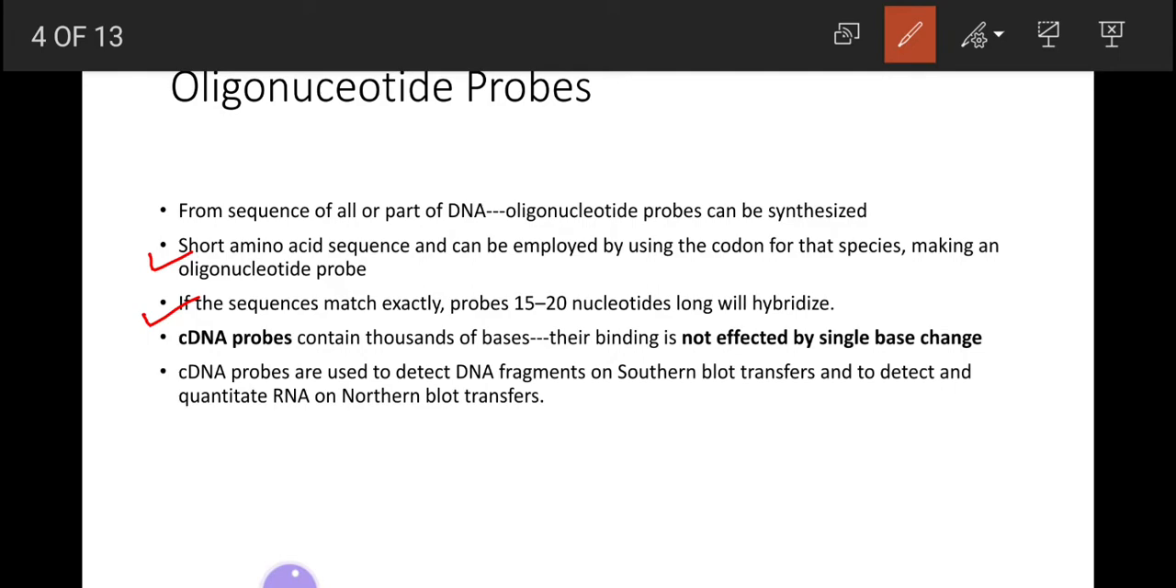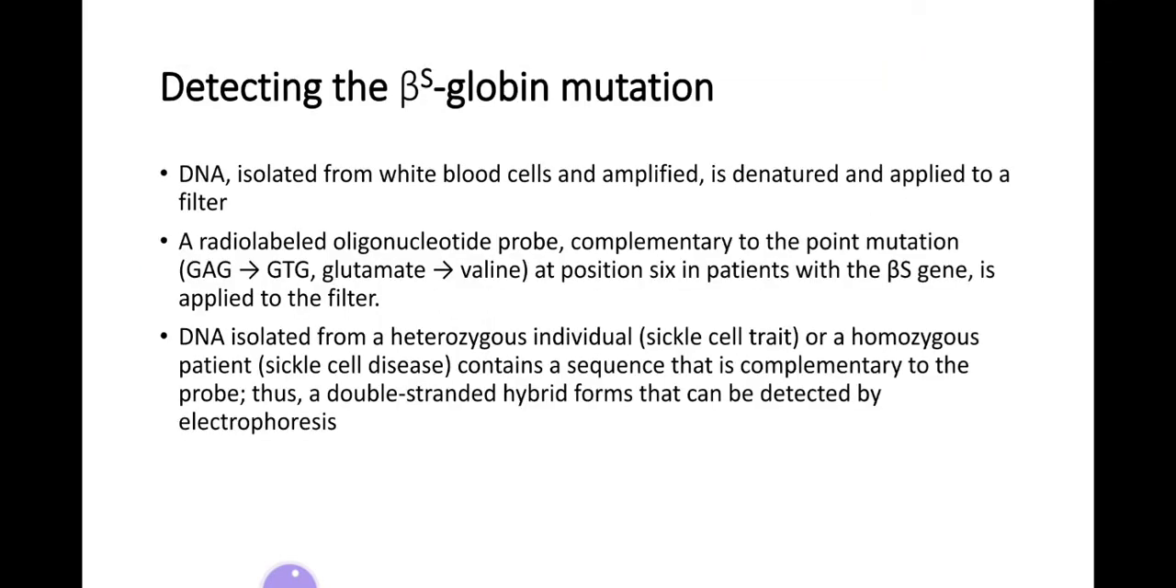cDNA probes can be used to detect DNA fragments on the Southern blot transfer and to detect and quantitate RNA on the Northern blot transfers. Oligonucleotide probes can detect mutations, such as the sickle cell mutation in the beta globin gene, in DNA isolated from our white blood cells.